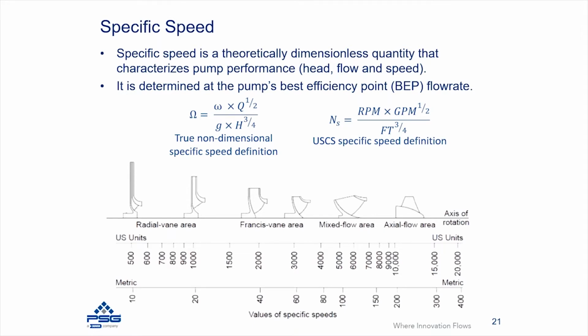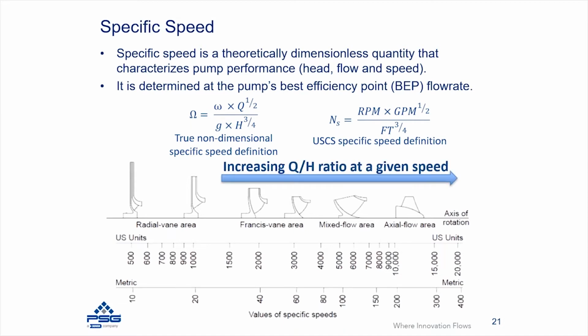And so what you're seeing here is what the specific speed means in terms of the impeller profile or design and how the pump is ultimately going to operate. At the bottom on the left side of this diagram, you're going to see an impeller that has a very large diameter, a very narrow flow path, and a very radial flow path. This is what's called a radial vane area, and these pumps typically provide higher head but lower flow.